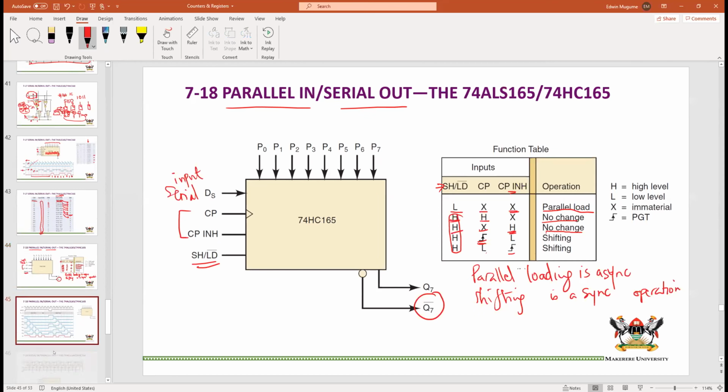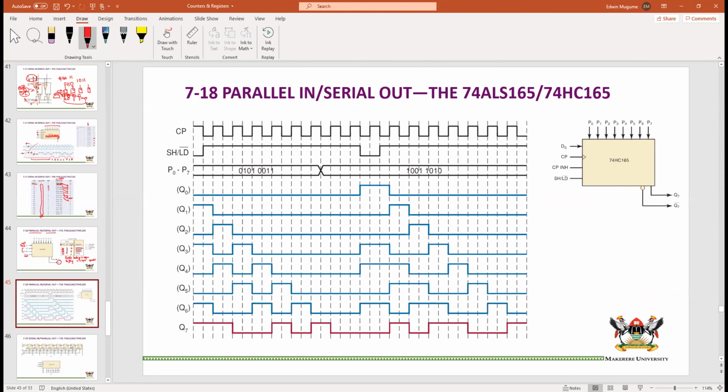We have an example here. We see several clock pulses up here. We see shift and load. So for instance, at this point, we load. And we know that we load, in this case, this is the same 74165. Parallel loading is asynchronous, meaning that the moment we have a 0, we load immediately. We don't wait for the clock pulse.